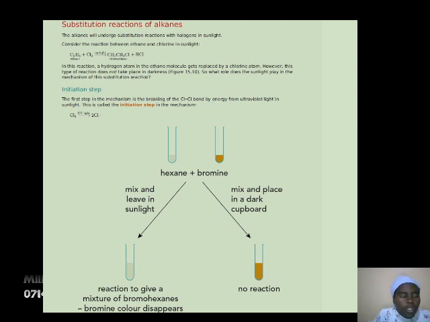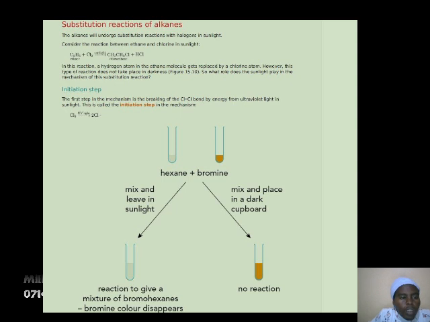In this video, we are going to discuss substitution reactions of alkanes. Alkanes are organic molecules with only single covalent bonds between carbon atoms, and these single bonds are sp3 hybridized. Examples of alkanes are hexane and ethane.